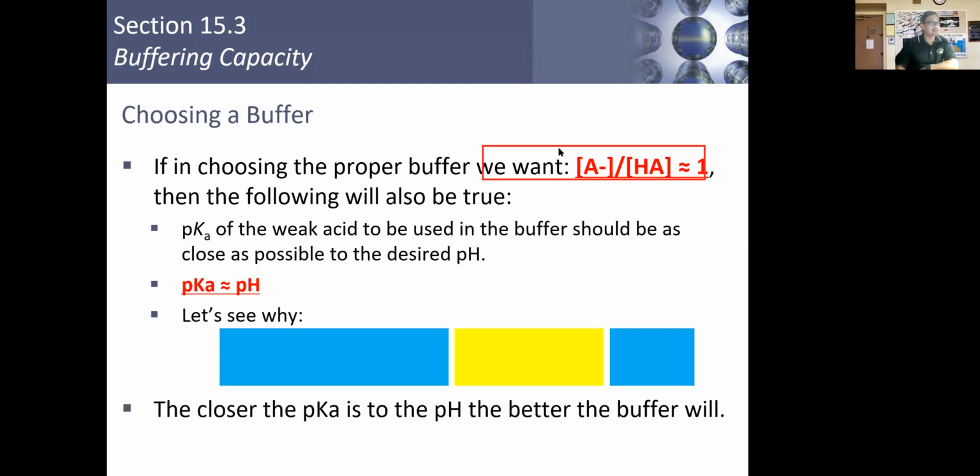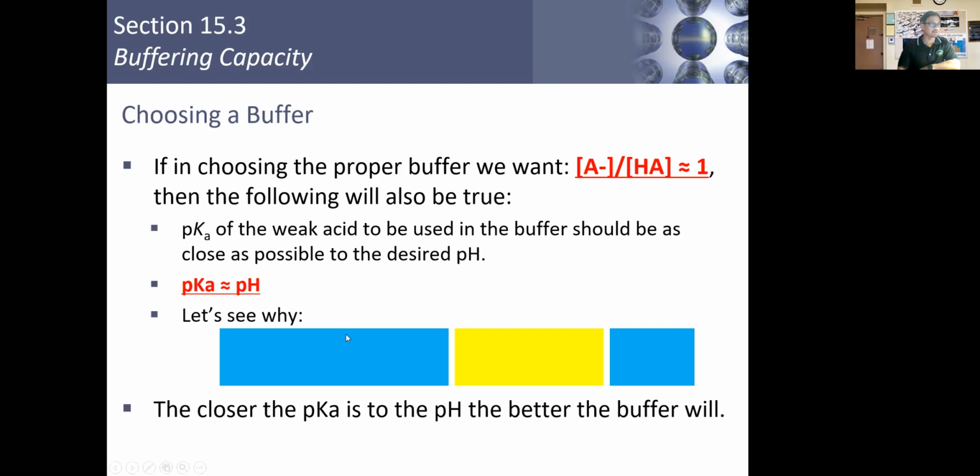The idea is that if the ratio of the components of the buffer is close to 1, and the reason why we want it close to 1 is this, we can use the pKa to determine the rough pH range of the buffer itself. How does that work?